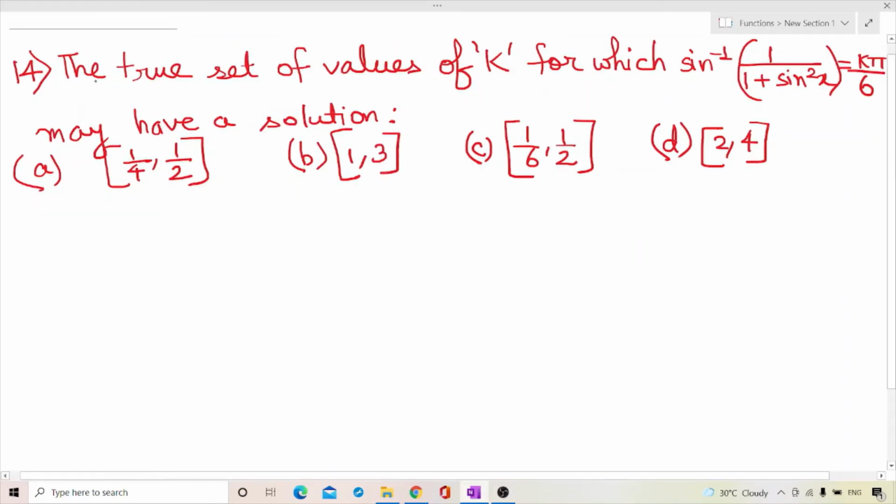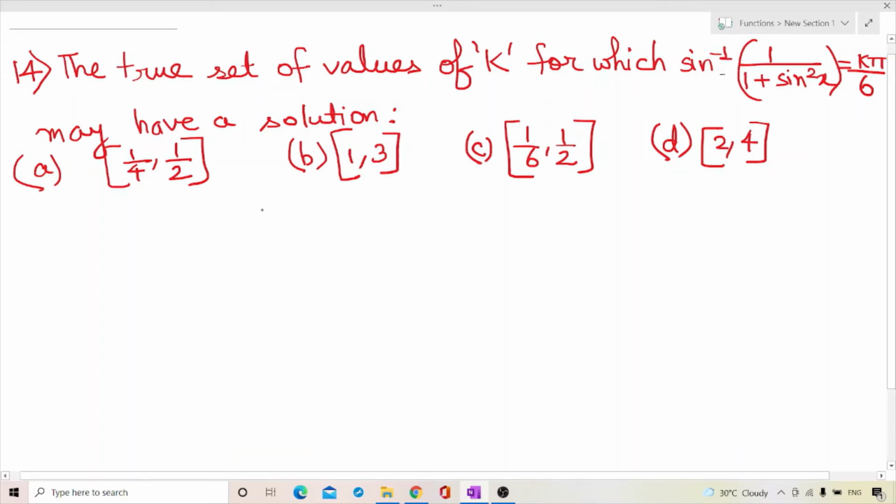The next question we have: the true set of values of k for which sine inverse of 1 upon 1 plus sine square x is equal to k pi by 6 may have a solution. The options are A: 1 by 4 to 1 by 2, B: 1 to 3, C: 1 by 6 to 1 by 2, and D: 2 to 4.